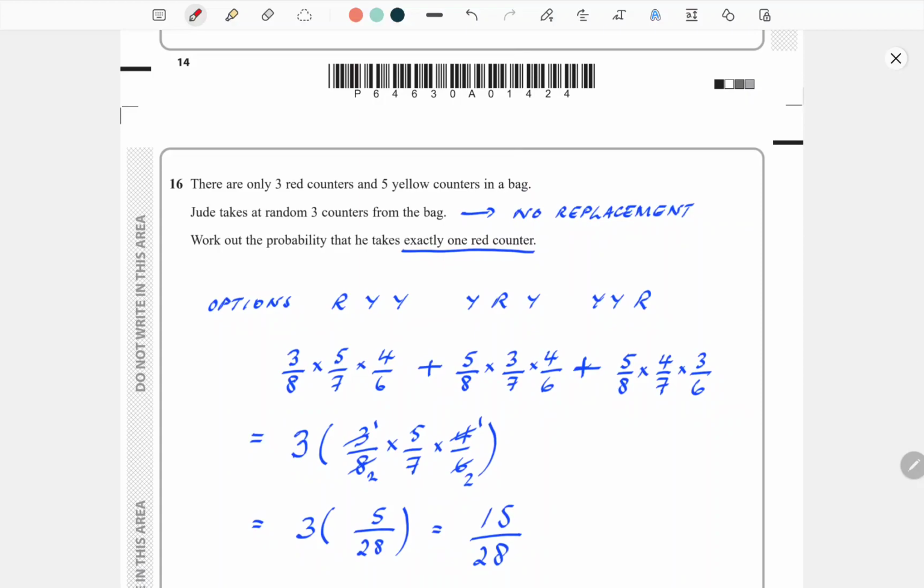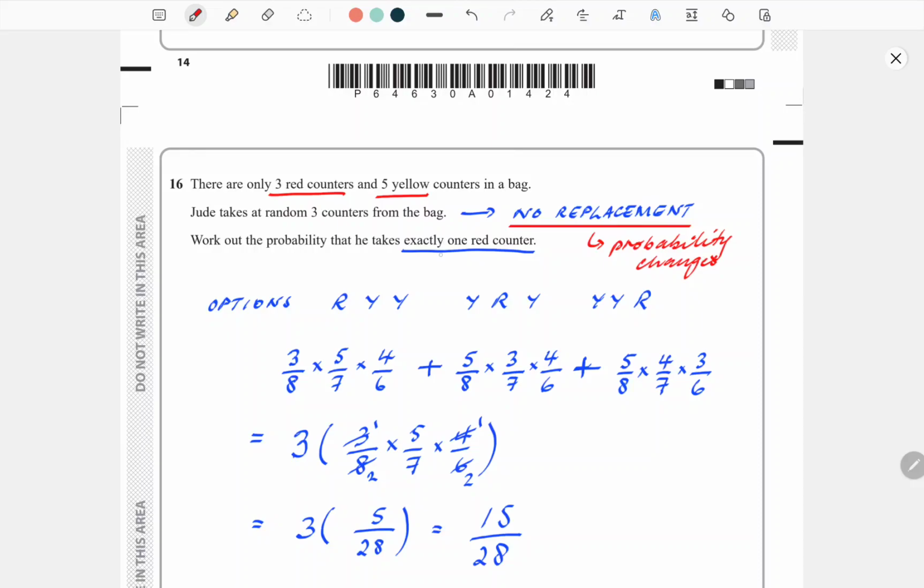Okay, number 16. Probability type question, and it says 3 red counters, 5 yellow in a bag, and takes at random 3 counters from the bag. It implies no replacement. It doesn't say puts it back. So therefore you assume that there's no replacement, and that means the probability changes after each selection.